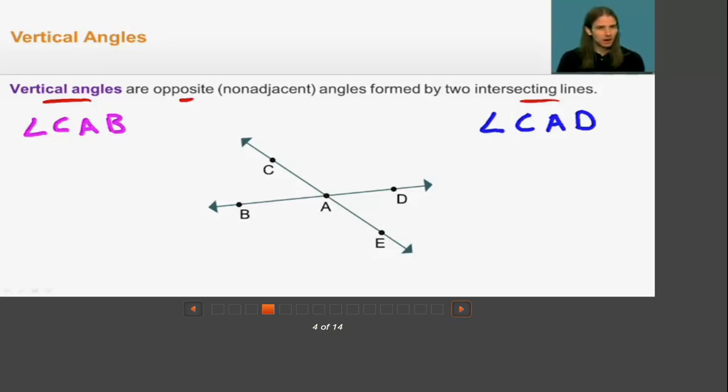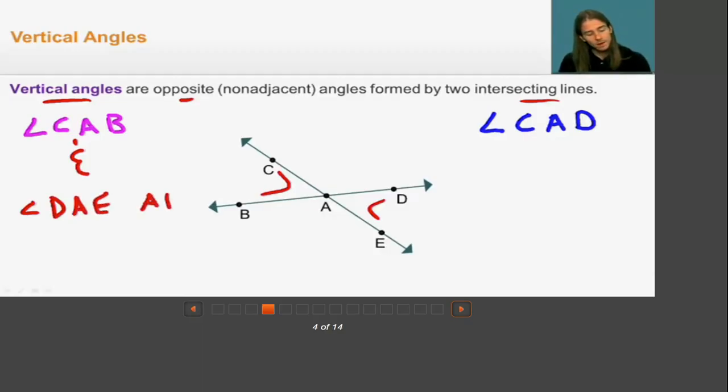I've already got us started identifying those two pairs. One pair is with CAB in it, and the other angle that's opposite to CAB, opposite that intersection point, is angle DAE. And we can write this as our vertical angles, and this is the abbreviation that you'll be using when you work through problems on your own.